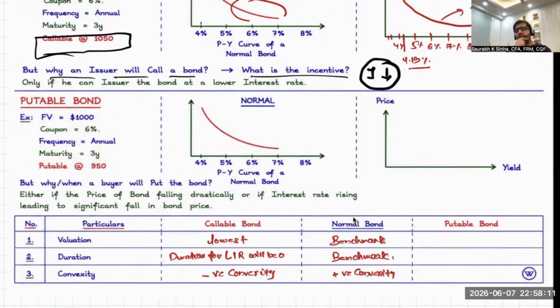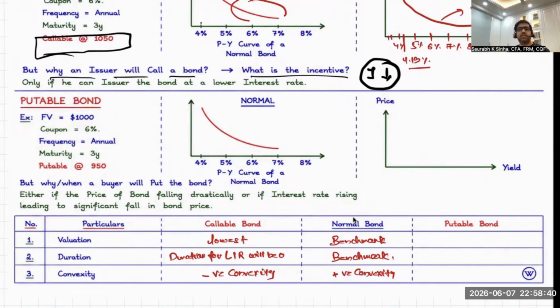But think about it. Why would a bond buyer, a bond investor, sell the bond back only if the interest rates are rising? Because currently this is giving me a coupon of 6%. If I get my money back, I can put that money at a higher interest rate.